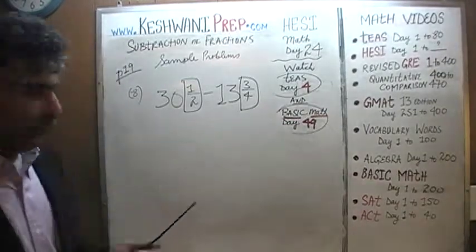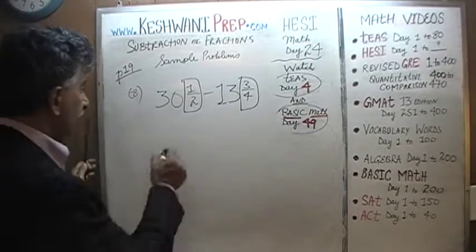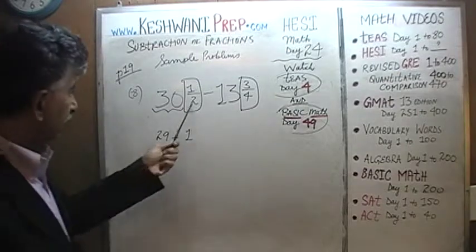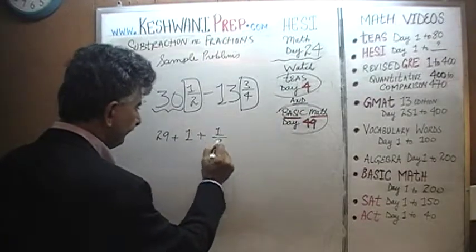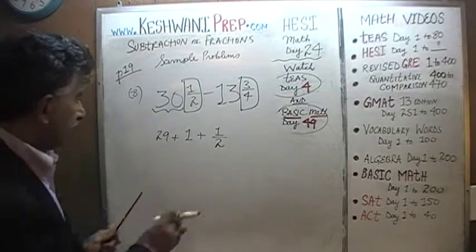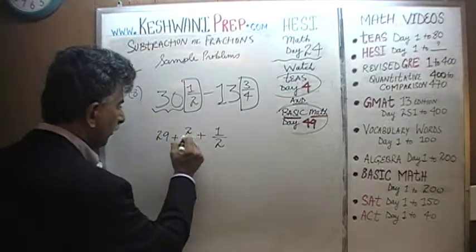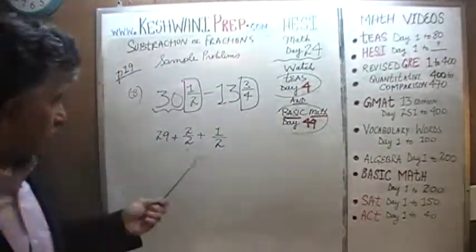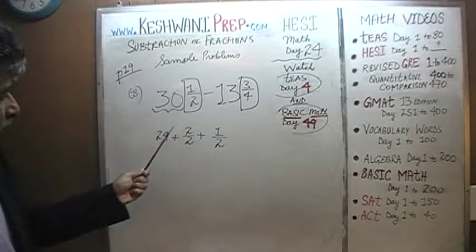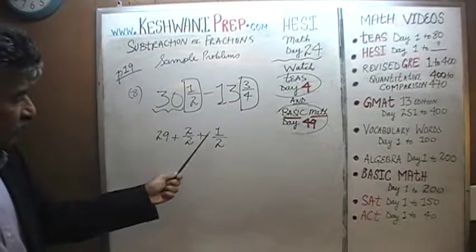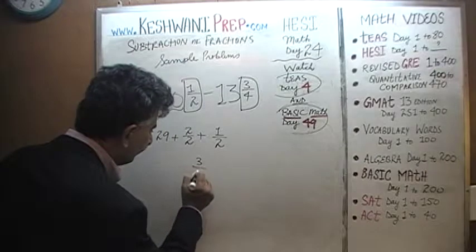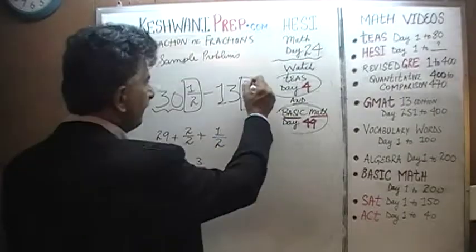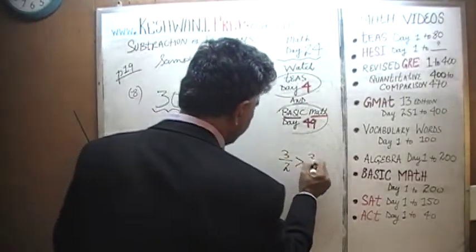Same as before. We're going to borrow 1 from 30. 30 can be written as 29 plus 1, and then we have 1 half. But 1 in turn can be written as 2 over 2. Why 2 over 2? Because 2 halves make a 1. So now we have 29 plus 2 halves plus 1 half. 2 halves plus 1 half is 3 halves, and a 29. Now 3 halves is more than 3 quarters.